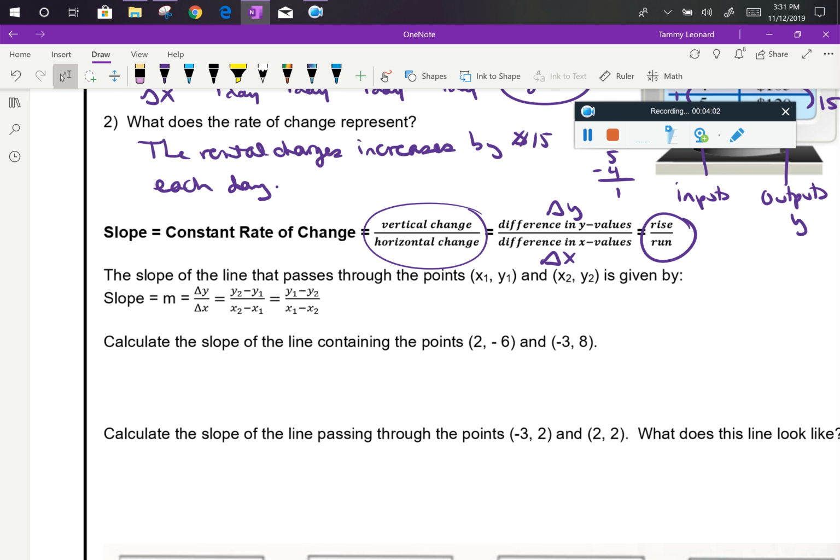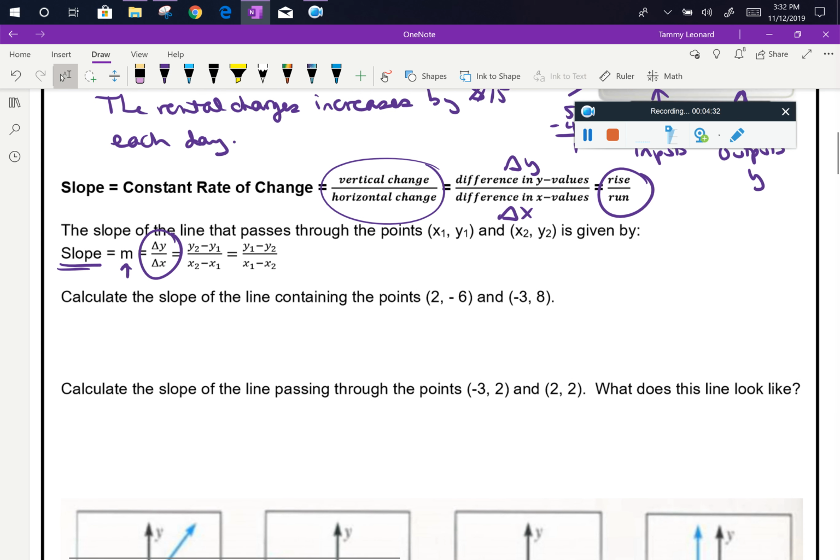It says the slope of a line that passes through the points (x1, y1) and (x2, y2) is given by the slope. We tend to use the variable m. I know that sounds crazy, but that's the variable we always use. It is change in y over change in x, and here's how we can calculate it. We can subtract the y values, subtract the x values, and then make a fraction out of it, or divide it. So let's take a look at how we would do that.